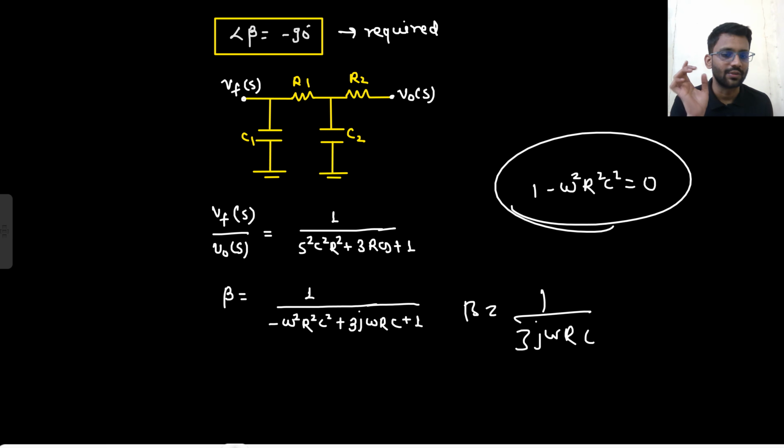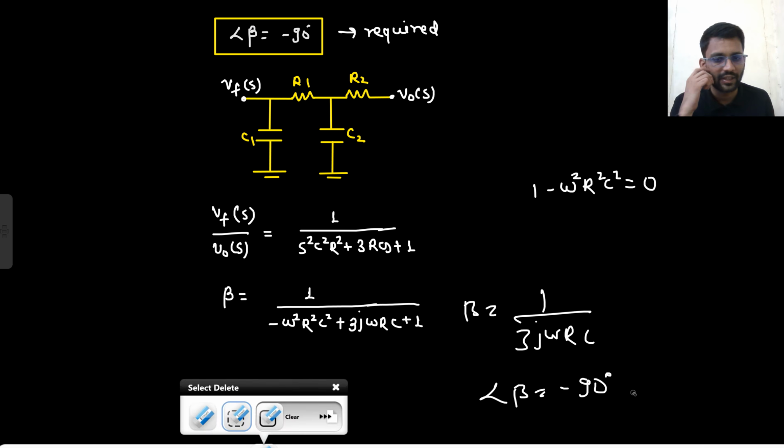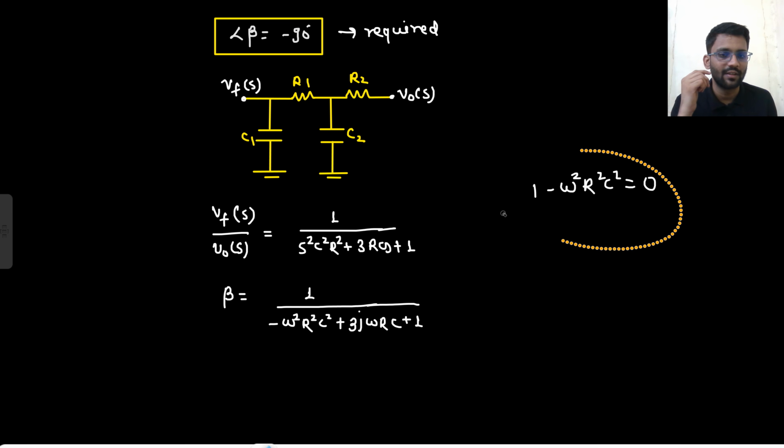If I put this equal to 0, then how much phase shift will be there? Minus 90 degree, right? The phase shift will be minus 90 degree. And this is what was required. For getting angle of beta equal to minus 90 degree, I am putting 1 minus omega square R square C square equal to 0. From there, I will get the frequency of oscillations as well.